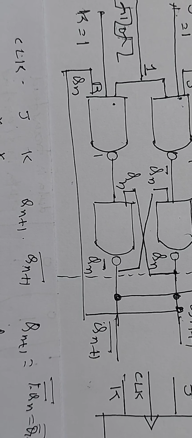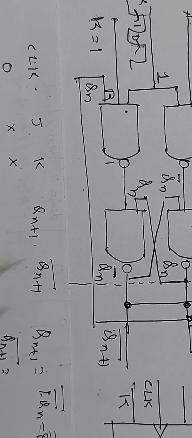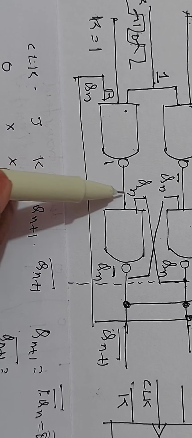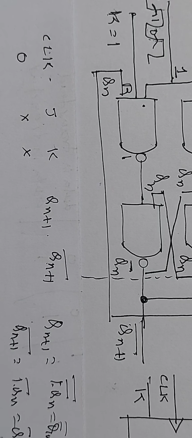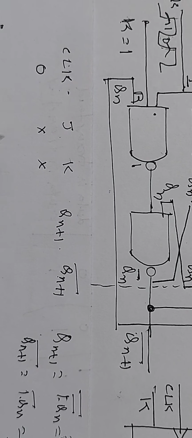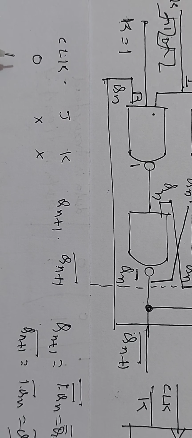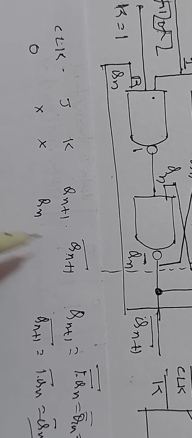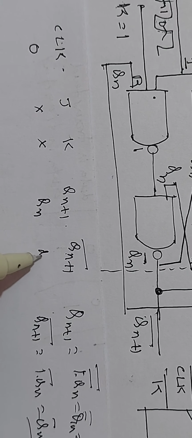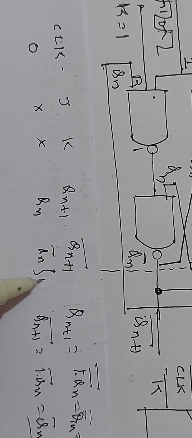What is Qn plus 1 bar? Qn plus 1 bar is equal to, the two inputs are 1 and Qn. 1 into Qn is Qn, complemented. Therefore, Qn plus 1 bar is equal to 1 into Qn whole bar, which is equal to Qn bar. That is, outputs are Qn and Qn bar, meaning it remains in the previous state. So whatever may be the values of J and K, if the clock input is 0, it remains in its previous state. That is, Qn plus 1 is Qn, Qn plus 1 bar is Qn bar. That means it acts as a memory element.